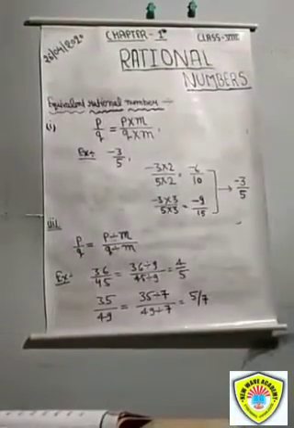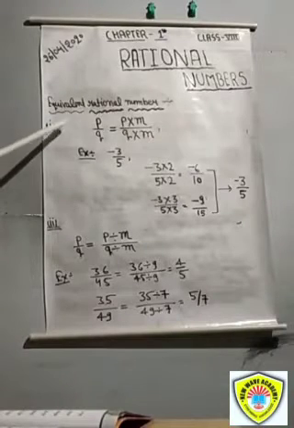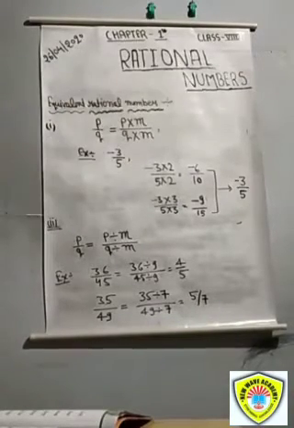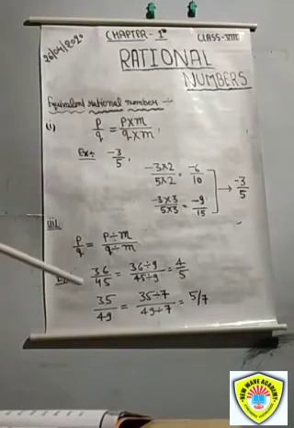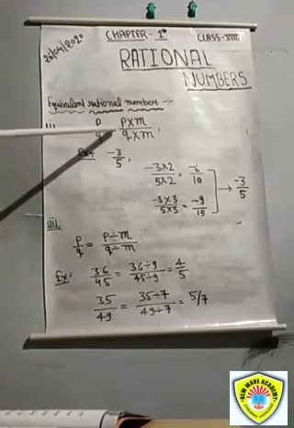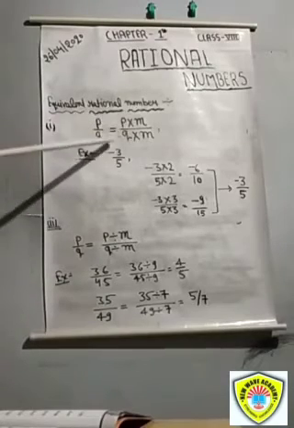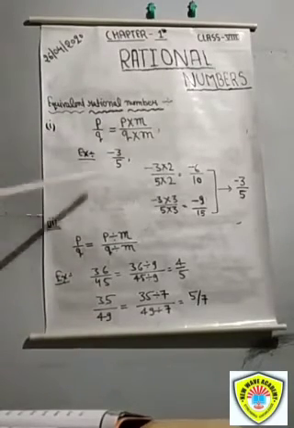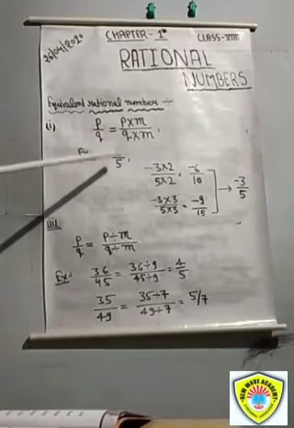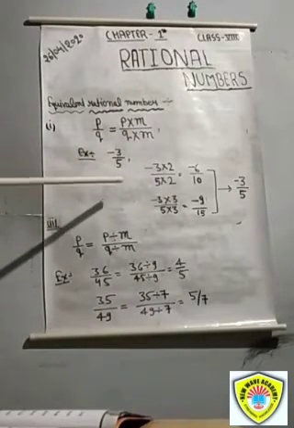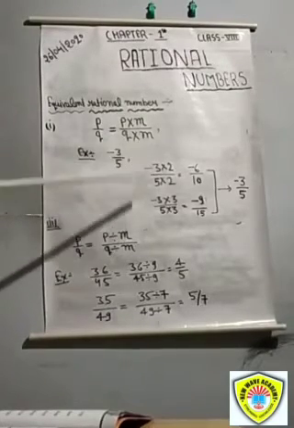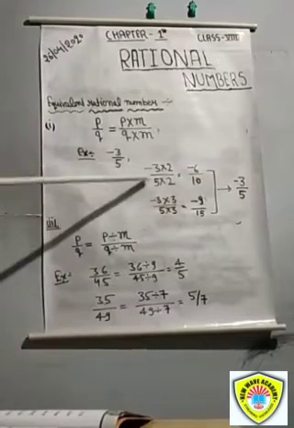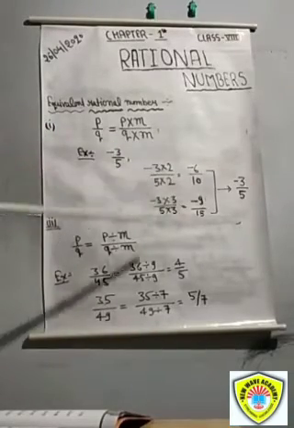Our topic is equivalent rational numbers. What is an equivalent rational number? If P upon Q is a rational number and M is a non-zero integer, then P upon Q is equal to P into M upon Q into M. Here is the example. Minus 3 upon 5 is a rational number. When we multiply by 2 in both numerator and denominator, minus 3 into 2 is equal to minus 6, and 5 into 2 is equal to 10. So we get minus 6 upon 10.